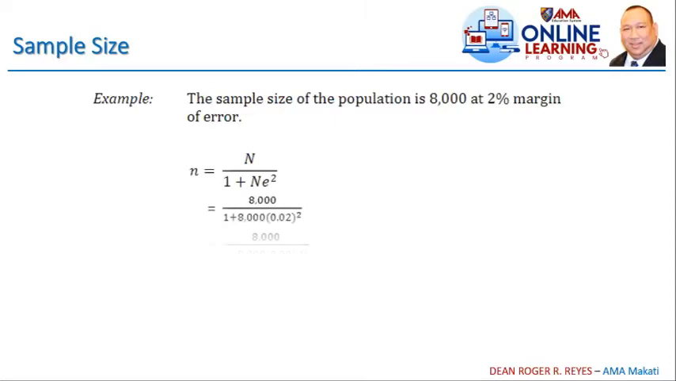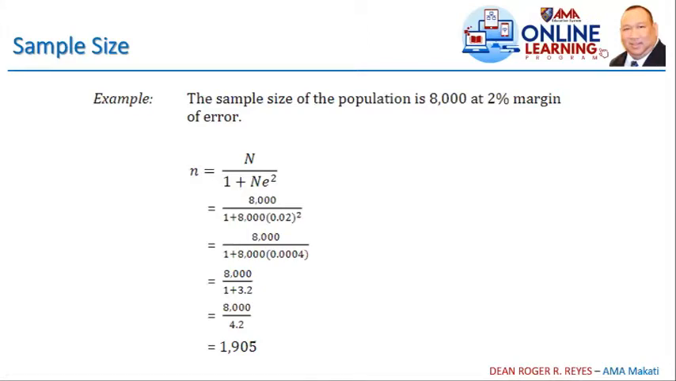For example, the size of the population is 8,000 at 2% margin of error. So, tingnan natin. Given the formula n is equal to population all over 1 plus population times margin of error squared. Substitute the formula: N, population is 8,000, all over 1 plus 8,000 times 2% margin of error, 0.02, squared. So, ito na yan. Simplifying the equation, we arrive at 8,000 over 4.2, or a total of 1,905. So, ang population natin is 8,000.